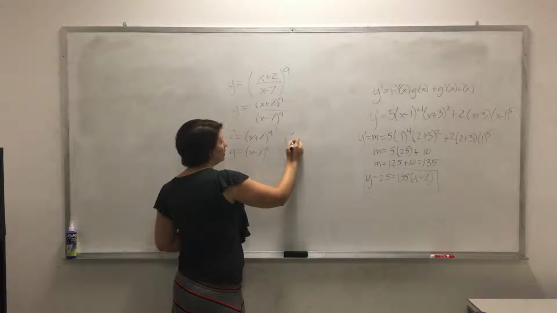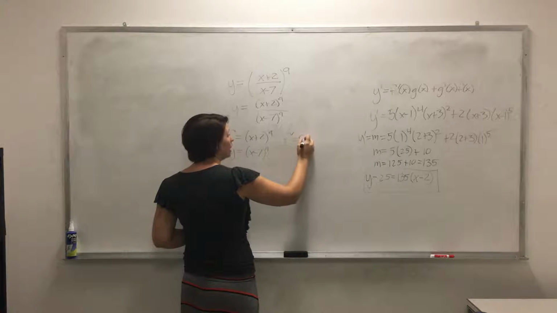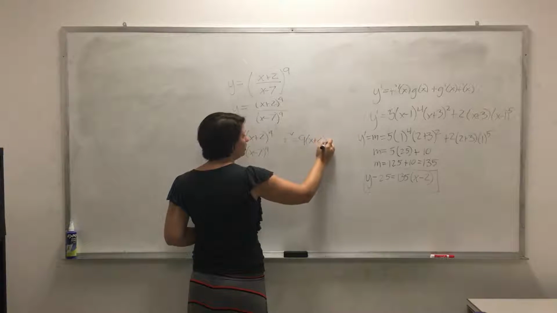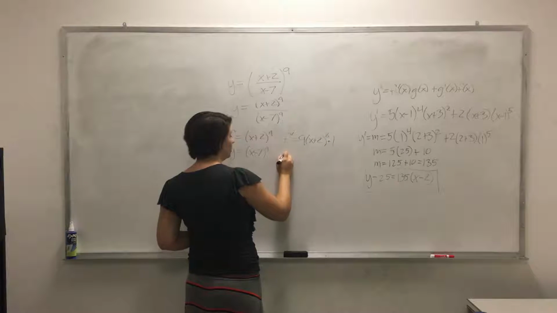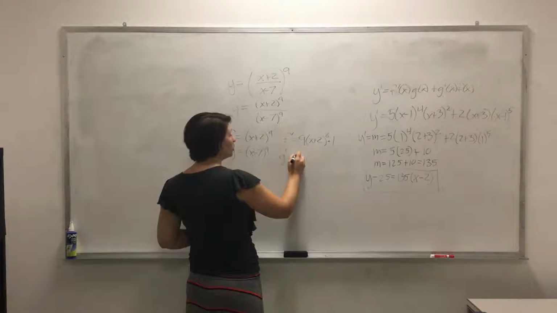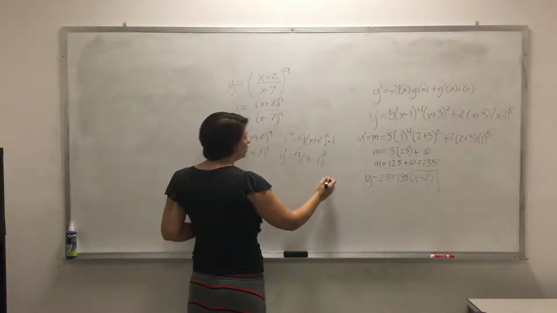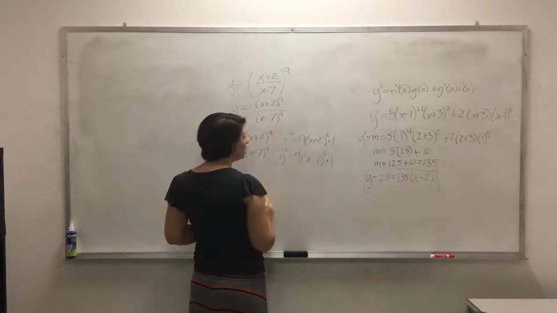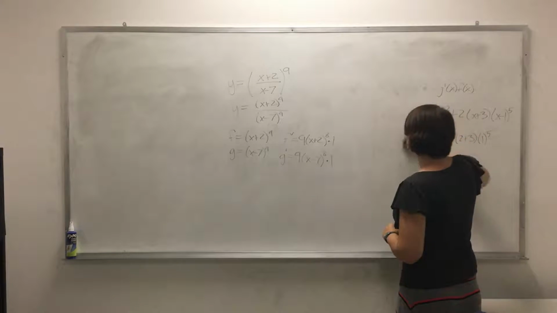And f prime is equal to, now, taking the 9 down, 9(x plus 2) to the 8th times the derivative of the inside of 1. g prime is equal to, bringing the 9 down, leaving the inside alone, subtracting 1 from the power, times the derivative of the inside. So now we can go into the quotient rule format.